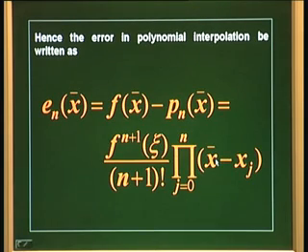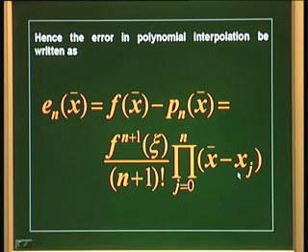So what is the error term? The E_n f(x), which I call the error in the nth order polynomial at x bar, will be given by f(x bar) minus p_n(x bar), which we just saw is the (n+1)th derivative of f, since there are n+1 points going from 0 to n, divided by (n+1) factorial, times the product with j going from 0 to n of (x bar minus x_j). So it is a product of two quantities: one is the (n+1)th derivative divided by (n+1) factorial, and then a product of (x bar minus x_j).